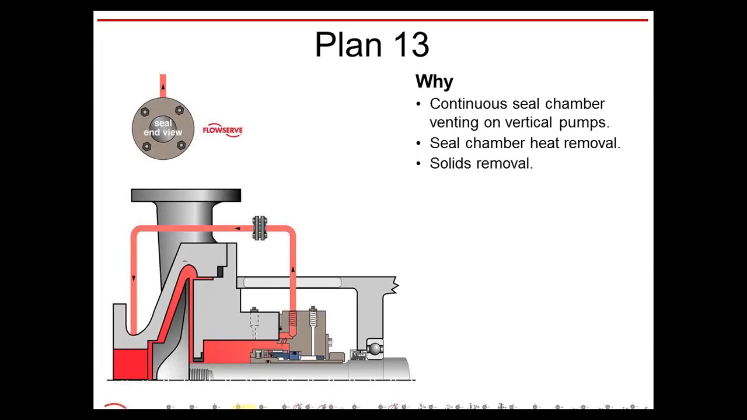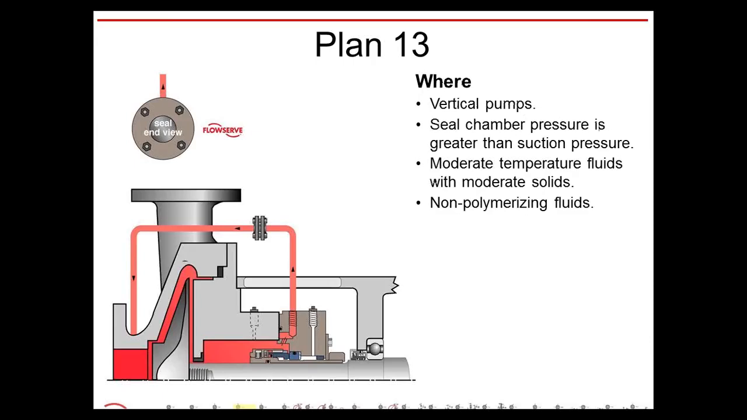And I'll explain how. The natural action of the mechanical seal spinning acts kind of like a centrifuge and pushes the solids out away from the seal and towards the walls of the stuffing box. If you have a draw from the Plan 13, it's pulling these solids out and away and back into suction. It's a natural action that the Plan 13 does.